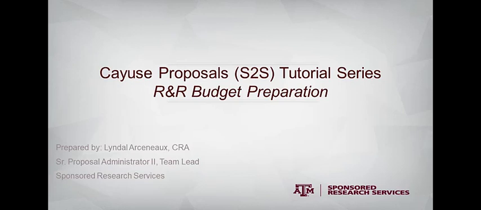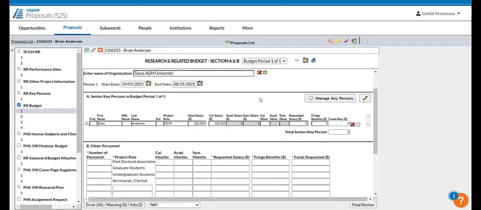This tutorial will cover preparation and completion of the R&R budget form with an emphasis on using the escalation and replication function in Proposals S2S. So to get started, we're just going to dive right into completing the budget form itself. You're going to see a little bit about the navigation of the form as we go, and then finally we're going to talk about how subaward costs present themselves in the budget. So you may see some subaward costs throughout the budget, but we're going to talk about that at the end.